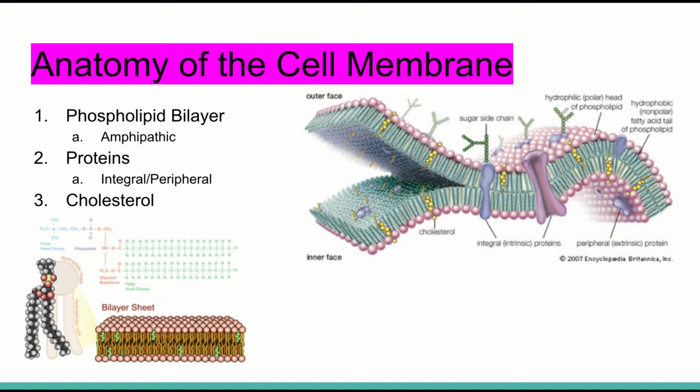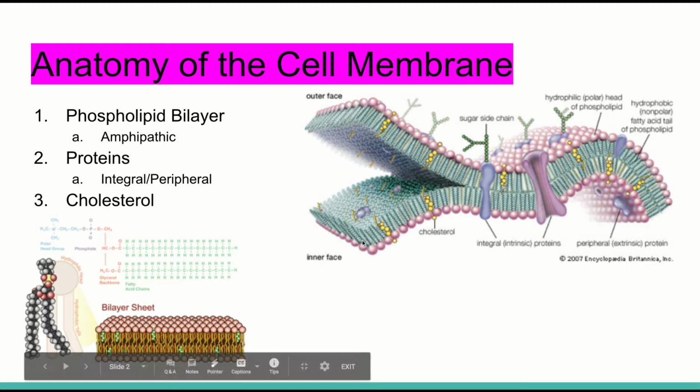Proteins are embedded across the cell membrane. Integral proteins go completely from one side of the membrane to the other side. Peripheral proteins are only embedded on one side of the membrane, shown here.